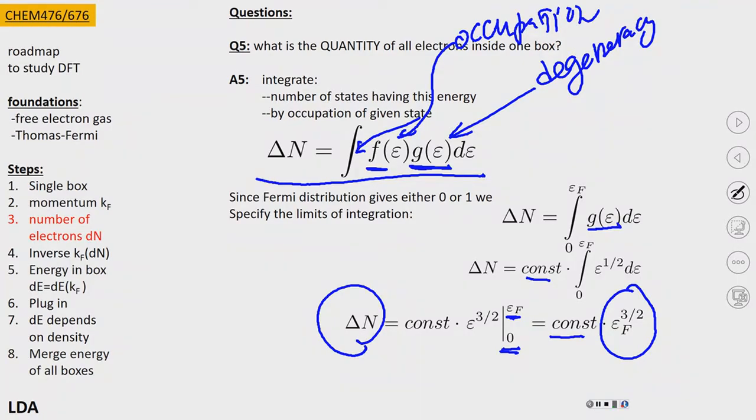Yes, we can do it. If we just integrate this density of states, you know the secret. If you make the integral over the density of states for all occupied states, you will get the number of electrons.